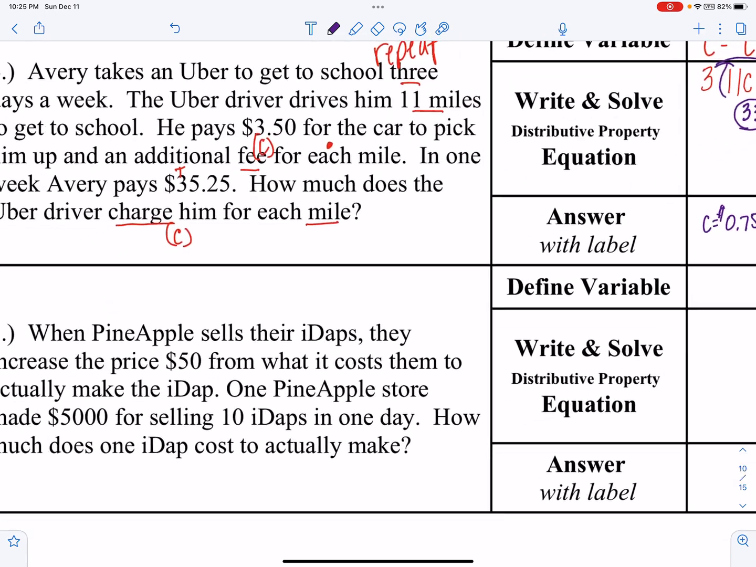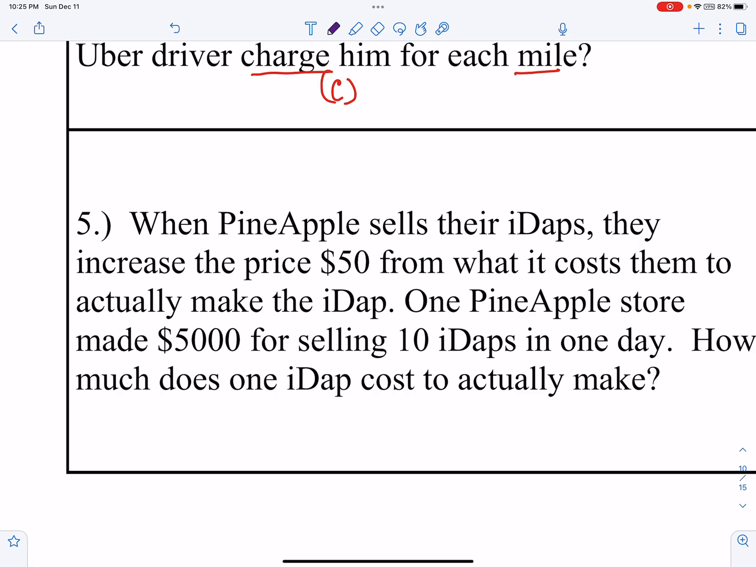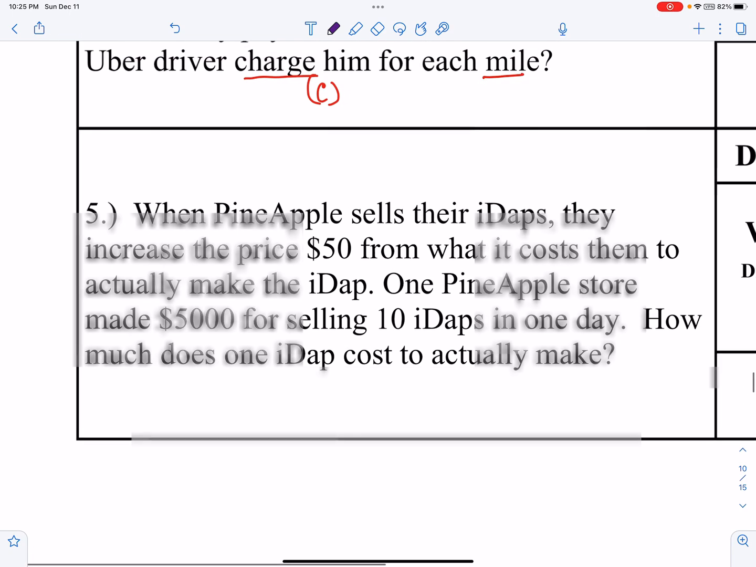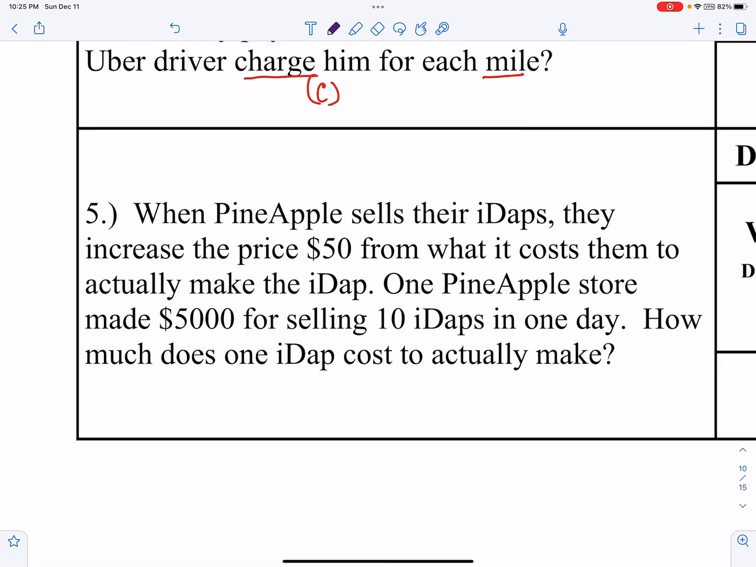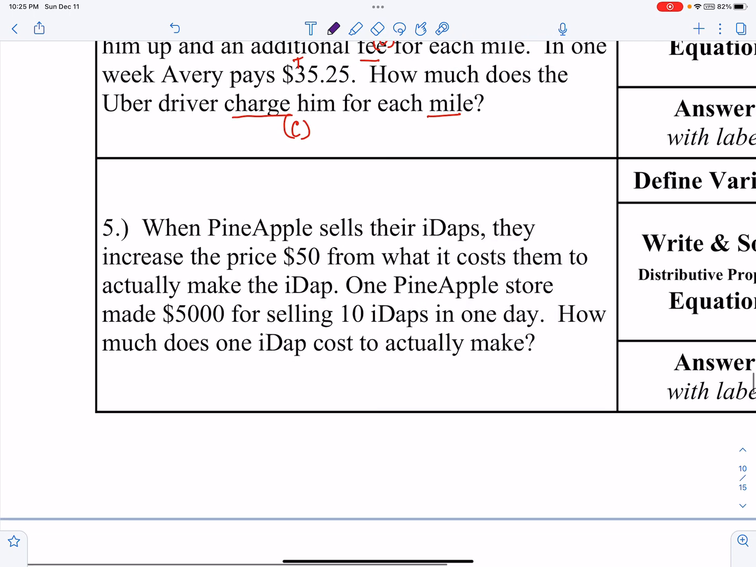All right, and then the very last one. When Pineapple sells their iDAPs, they increase the price $50 from what it costs them to actually make the iDAP. One Pineapple store made $5,000 for selling 10 iDAPs in one day. So that's their total that they made. So you can see that's a really important number to identify. That's usually on the other side of our equal sign. How much does one iDAP cost to actually make?